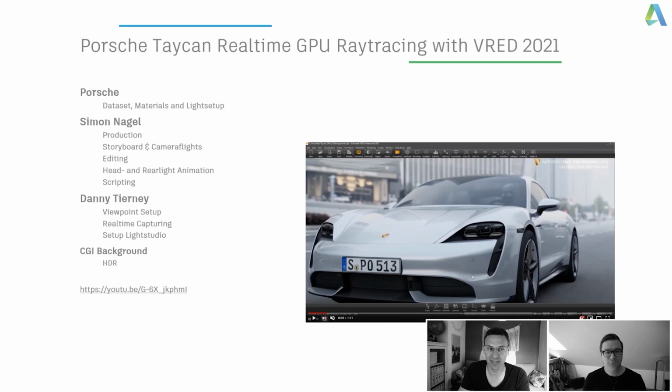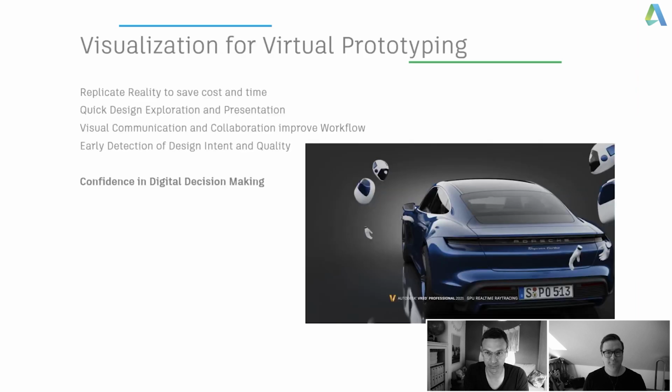But before going deeper into GPU ray tracing, I think it is worth taking a look at what GPU ray tracing is about. It's mainly about improving the visualization quality for virtual prototyping. I think we all know virtual prototyping is about replicating reality, replicating the real product early in the process to save money and time. And especially in the design area, it's about generating or exploring multiple design options and presenting those. Working virtually gives you the option to render images early, to look at scenes interactively, to create movies, so you can virtually communicate and collaborate with your team and improve your workflow early on.